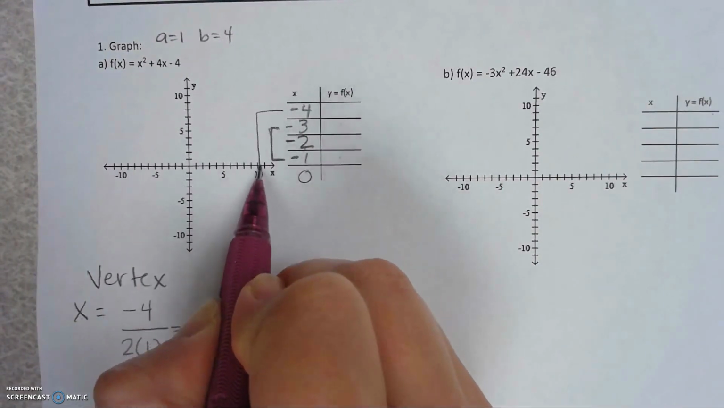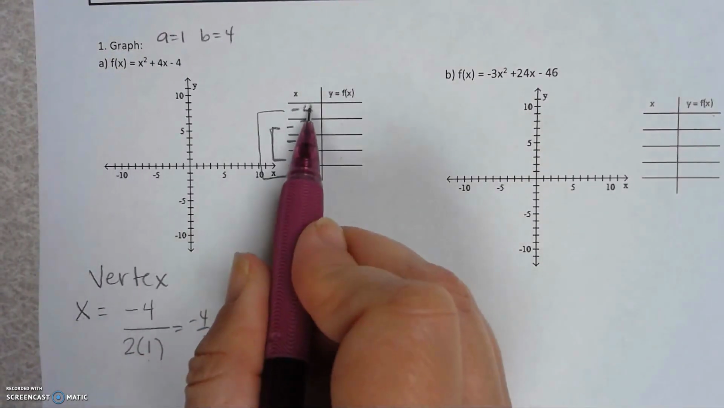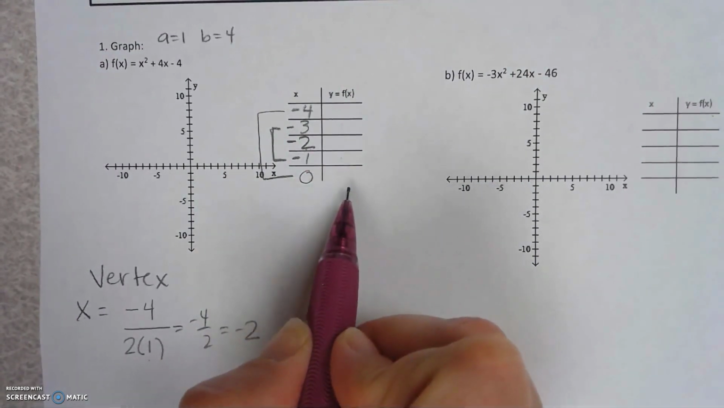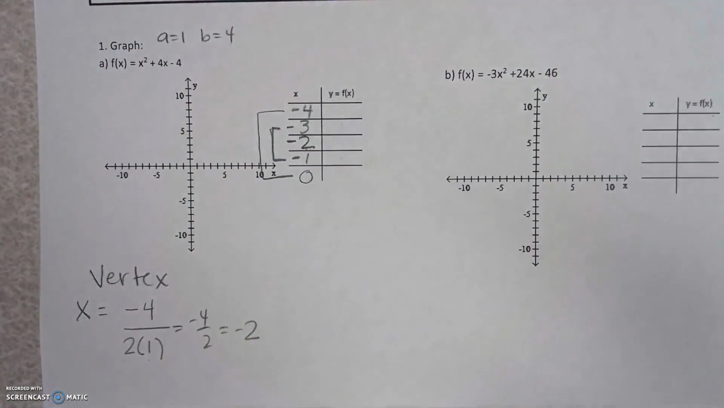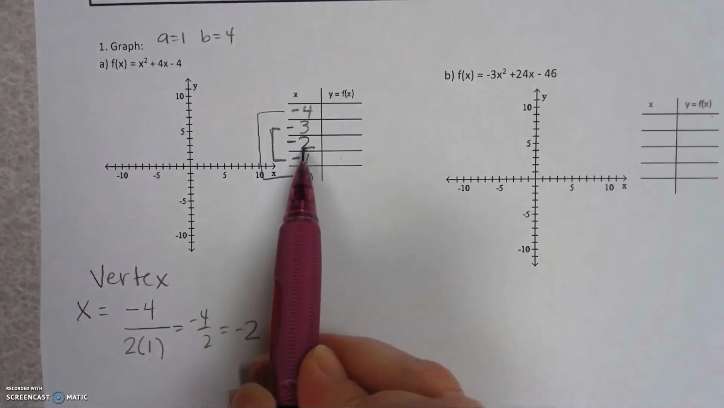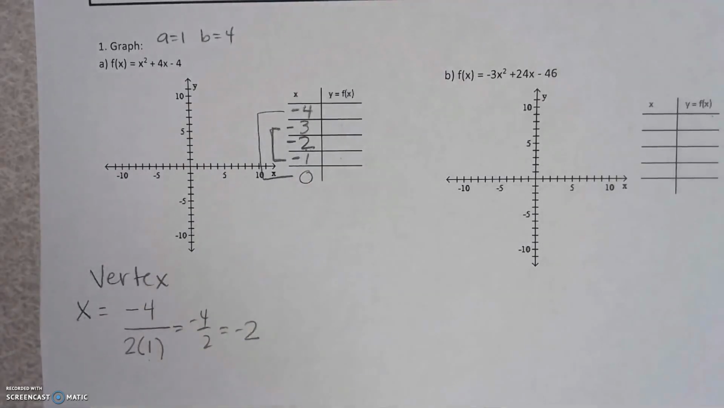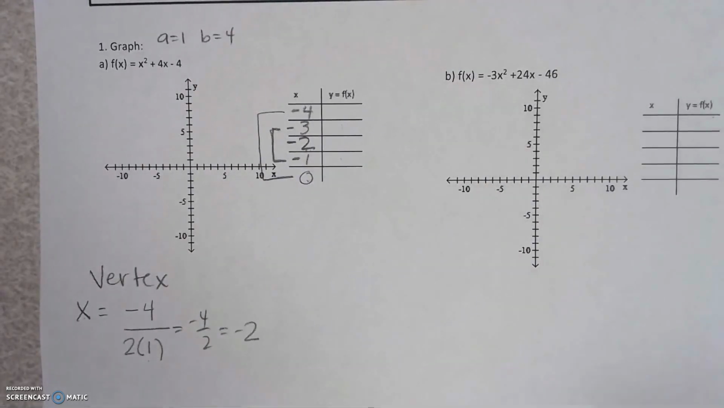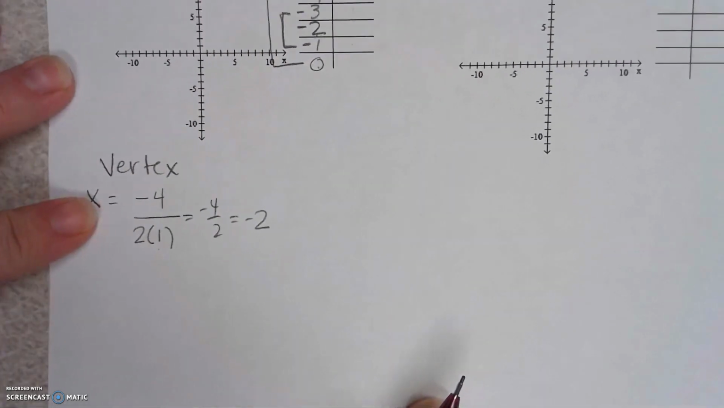So this number and this number are the same distance from the vertex. They should have the exact same y value, and that is due to the symmetry of the parabola. It is symmetrical. So anything that is the same distance from the vertex should have the same y value. They should match up side to side. Once you find your x values, then you simply plug them into the original.